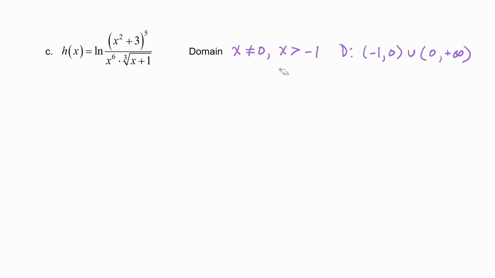In other words, x has to be greater than negative 1, except it can't be 0. And that's what this interval notation says. Everything from negative 1 to infinity except 0. Now we are ready to simplify this natural log.